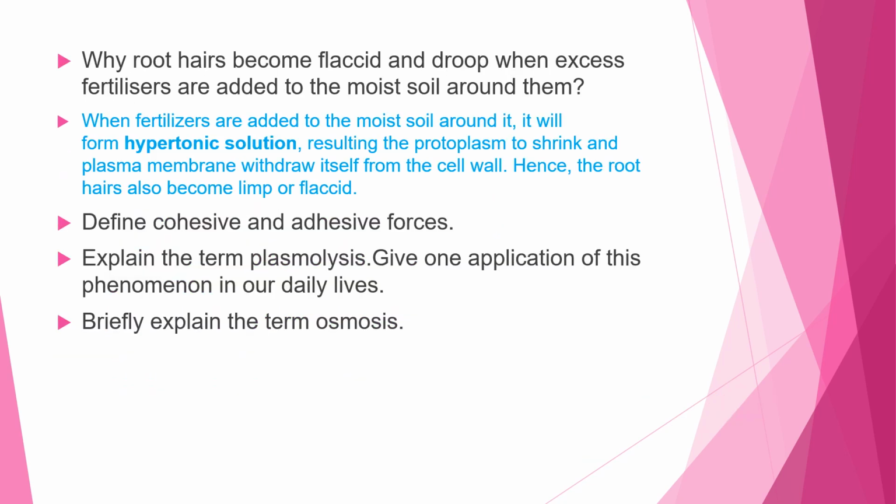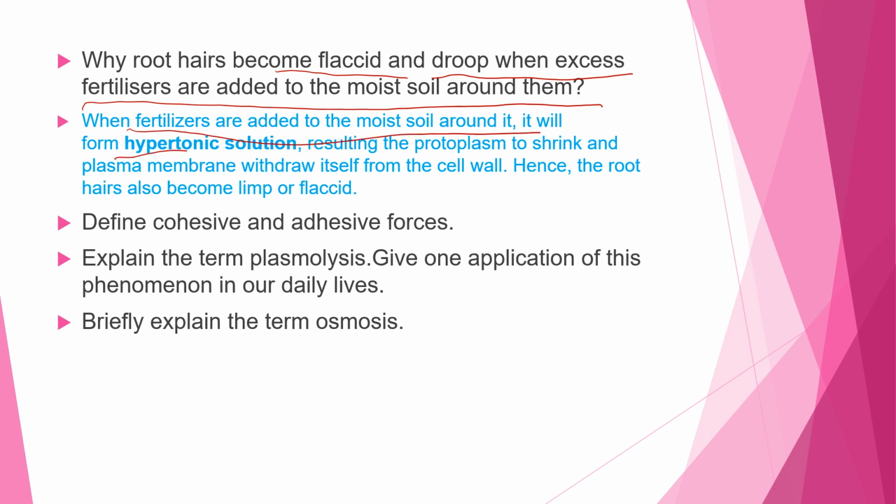Now see the next question. This is also a very interesting question. Why do root hairs become flaccid and droop when excess fertilizers are added to the moist soil around them? Now when the fertilizers are added to the moist soil around it, what is happening?